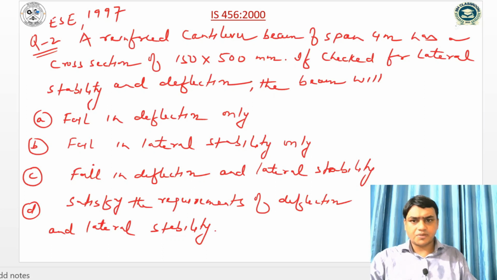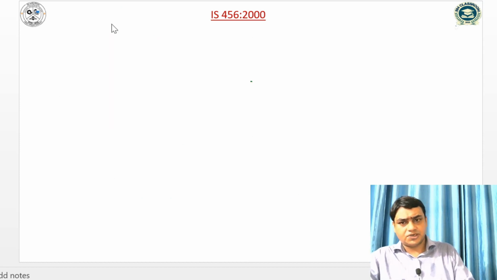So let us take another problem. This is a reinforced cantilever of span 4 meter, has a cross section of 150 by 500 mm, and if checked for lateral stability and deflection, the beam will: option A, fail in deflection only; fail in lateral stability only; fail in deflection and lateral stability; and satisfy the requirement of deflection and lateral stability. So we have to check whether this beam fails in deflection, or fails in lateral stability, or fails in both, or satisfies the requirement of deflection and lateral stability.